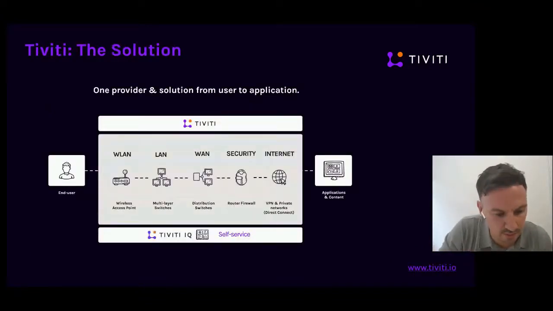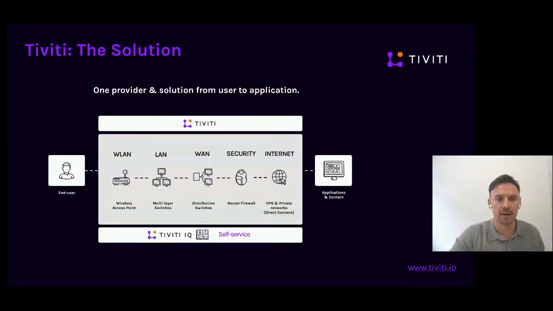Okay, so how is Tivity overcoming that? And then we'll dive into what that means from a social housing perspective. So as you can see here, essentially Tivity is delivering that one-stop shop from end user on site through to internet and application. So every element of that tech stack required to deliver the service is delivered by one supplier.